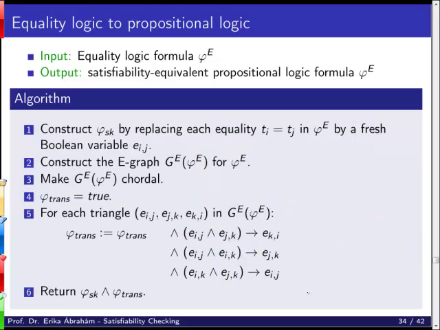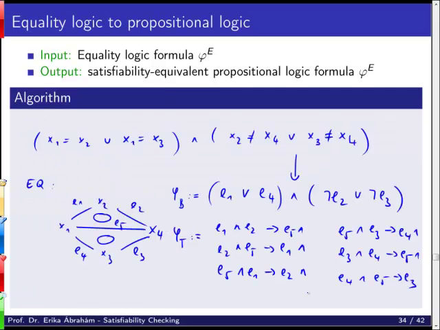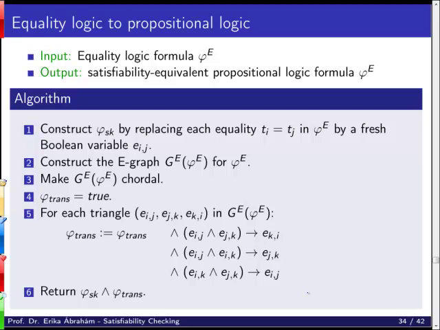So first, we make the Boolean skeleton by replacing each equality by a fresh Boolean variable. Then we construct the equality graph, start here, and label the edges by our Boolean expression variables. Then make our graph ordered. That means if there is a simple cycle with more than 4 elements, then I add a new chord.